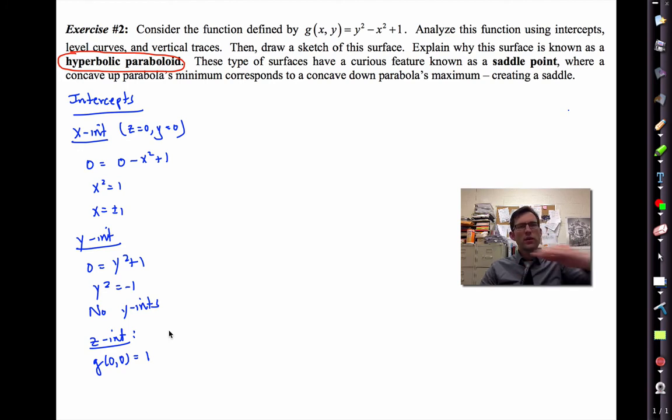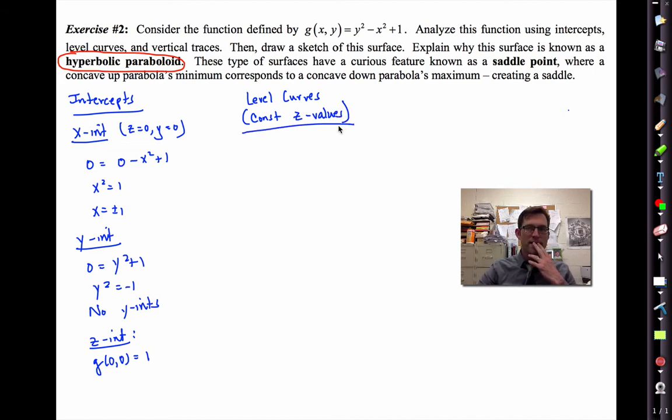All right, what should we do next? Why don't we hit the level curves, right? Constant z values. All right, well, we could pick a z value to play around with. Let's pick a z value of 2. Say I had z equals 2. I'd get 2 equals y squared minus x squared plus 1. Maybe get that all over there.